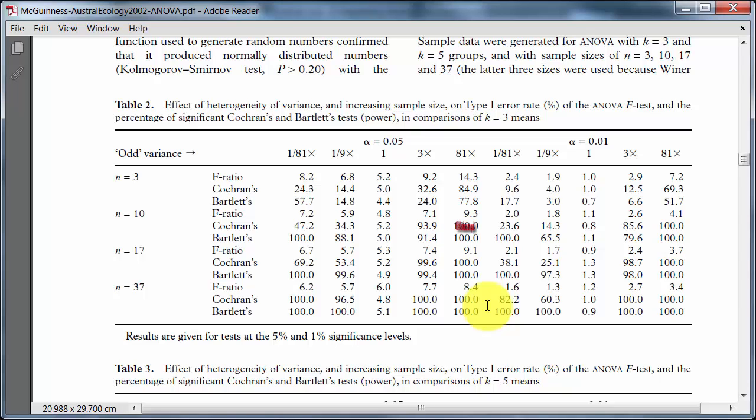It varies from 8.4 to 14.3. In other words, once you get to n equals 10, Cochran's and Bartlett's tests are telling you there is always a problem, whereas often there isn't. And you can look through all the results here, and that is the conclusion pretty much all of the time.